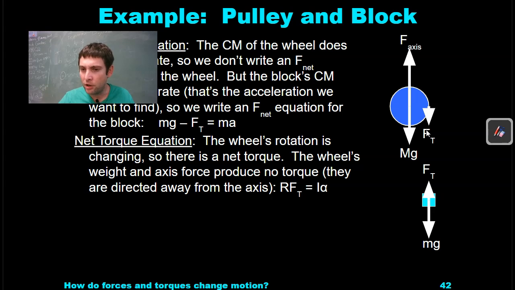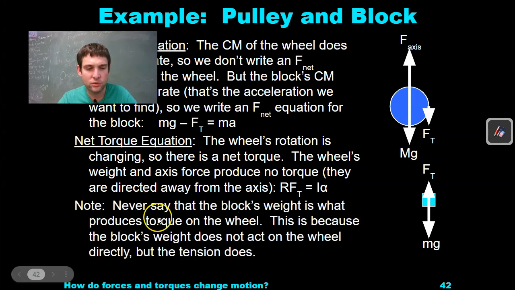So when you add up all of the torques, which in this case is only brought on by our tension force, because that is the only force acting perpendicular to the axis of rotation, the wheel's weight and axis force produce no torque. They are directed away from the axis. So R times F equals I alpha.